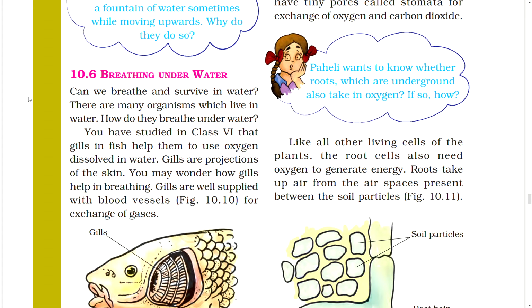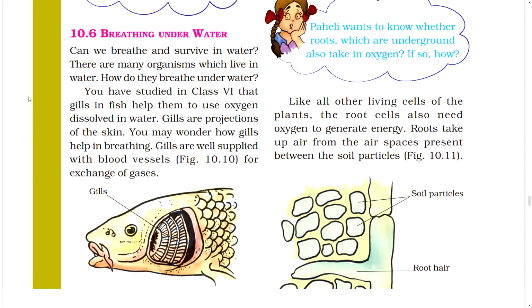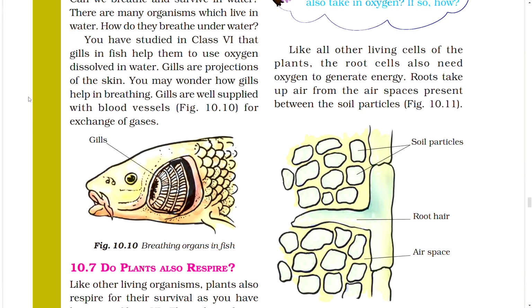Gills are projection of the skin. You may wonder how gills help in breathing. Gills are well supplied with blood vessels. Figure. For exchange of gases. Gills. Figure. Breathing organs in fish.